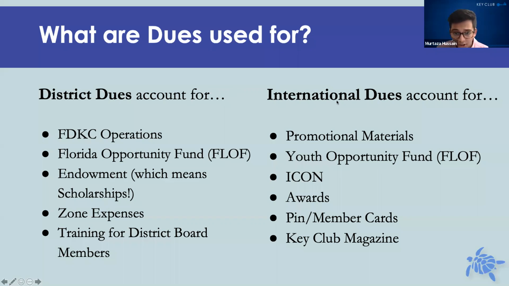In terms of the international side, international dues account for promotional materials, the Youth Opportunity Fund, which is the international grant for your service projects, ICON, which is the international convention, awards, pin and member cards. When you become a Key Club member, you do receive a member card and the Key Club magazine. So these are all the aspects that your $13 dues goes towards throughout the whole year.